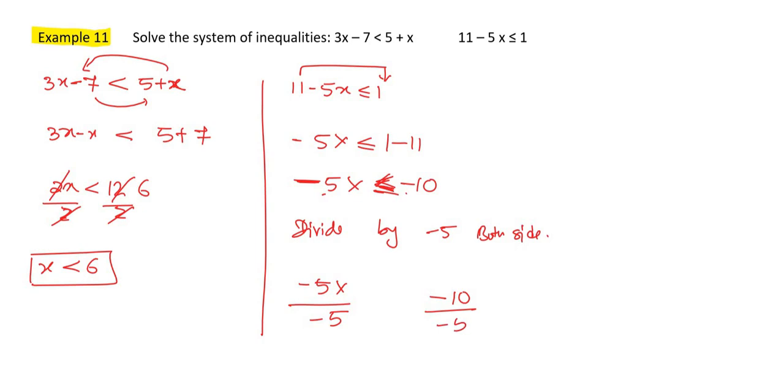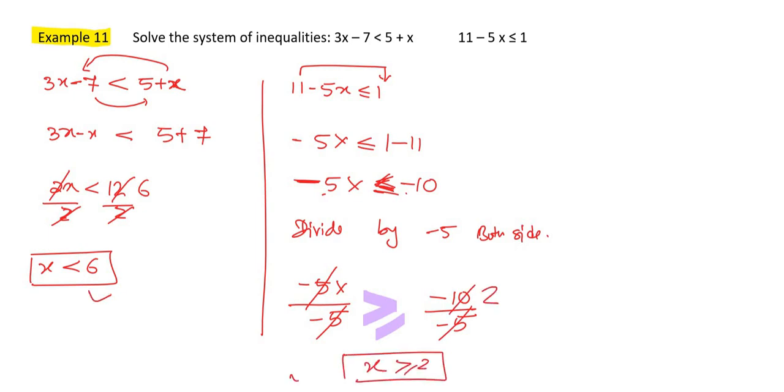Minus 10 by minus 5 I am doing. So what will happen to this inequality? Less than will become greater than or equal to. Is it clear? And this is cancelling and this is 2. So x is greater than or equal to 2.